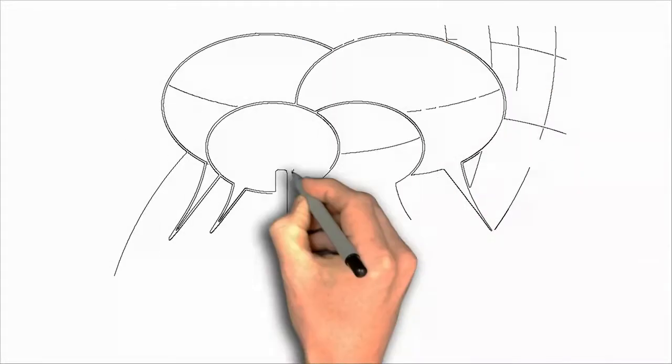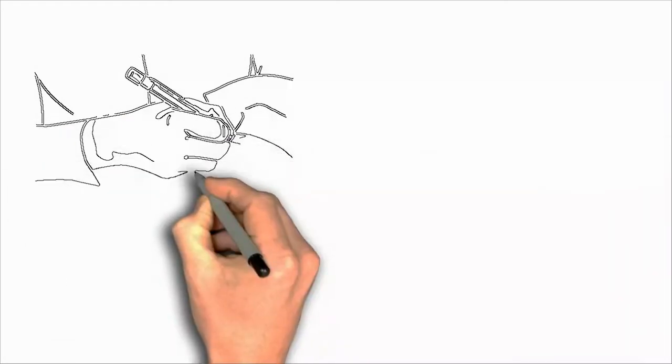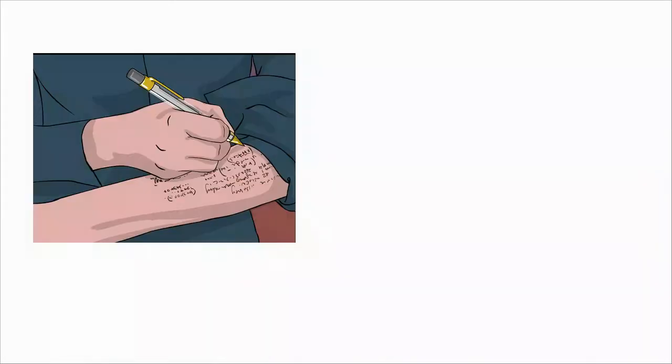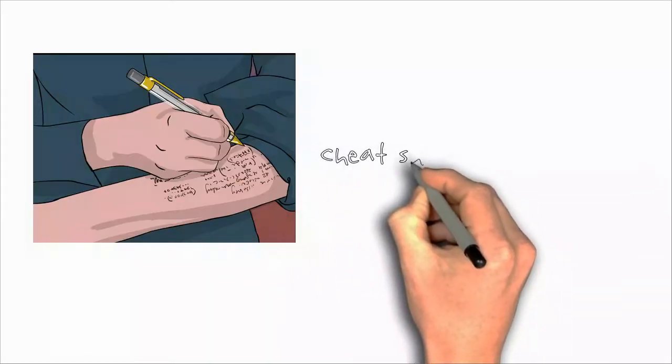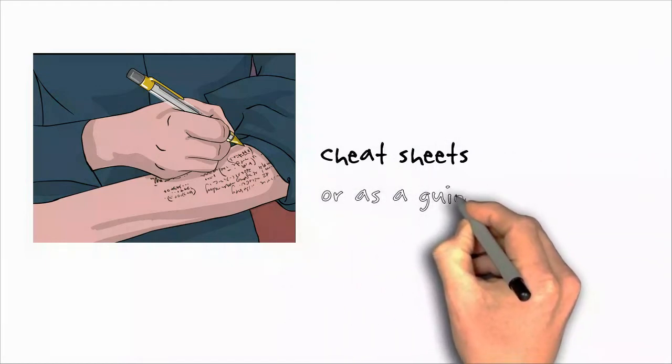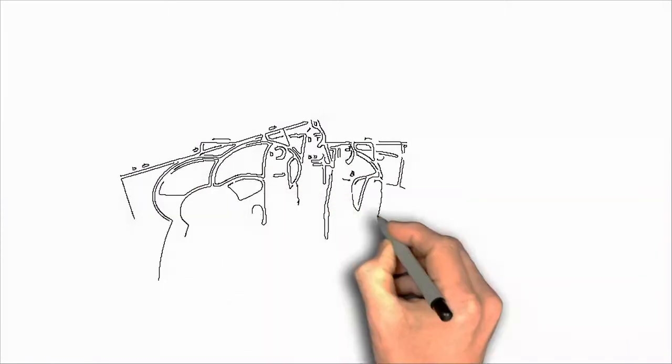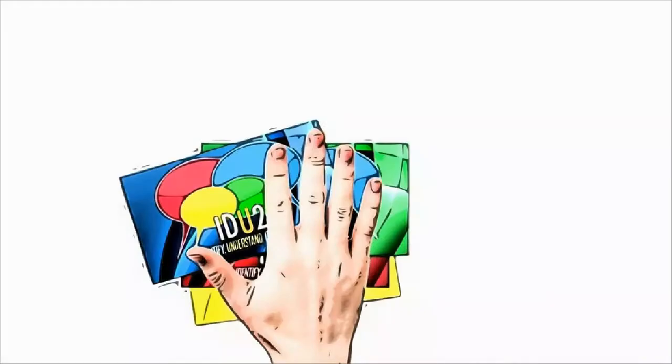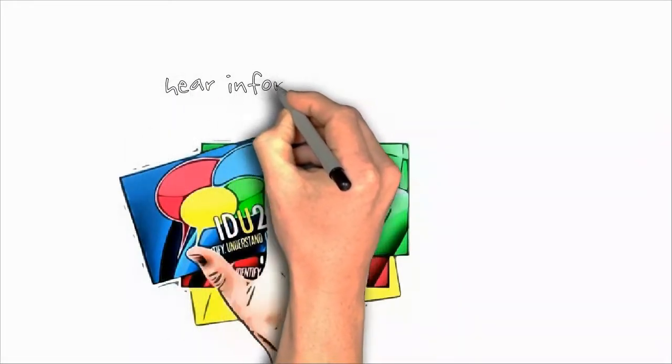IDU2 has a unique card system. Our card system allows you to look at these cards as cheat sheets, or also as a guide that you can hand these cards to the person in front of you and allow them to place them in a certain order of how they hear information. That's the key. How do they hear the information that you give them?